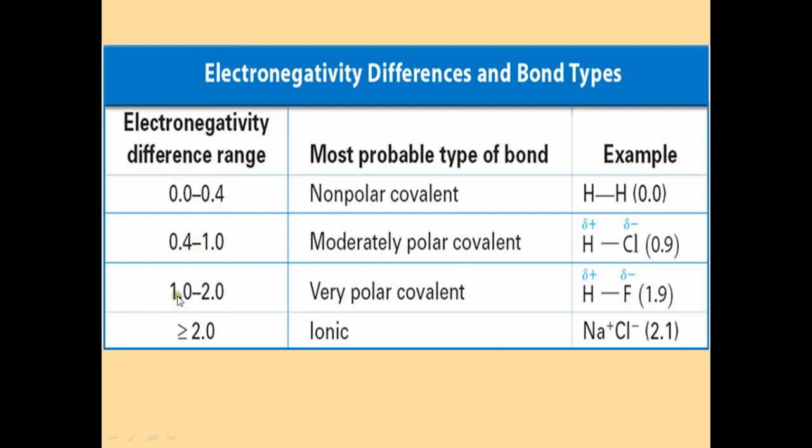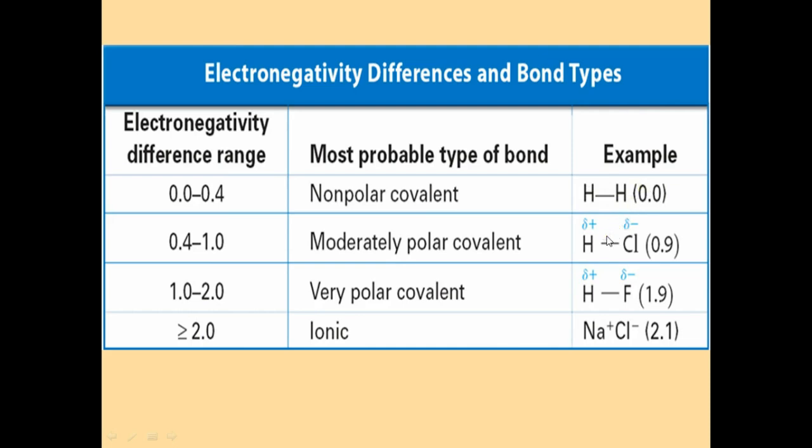And then if we have a 1 to 2 difference, then it's very polar. And then if it's greater than 2, it's ionic. So that means it's not even shared at all. And so here's some examples like H and H. So we talked about how with diatomic elements, if you're pulling with the same amount of force, there's no difference. So H is the same as H. So if they're pulling with the same force, the electrons just stay in the middle.